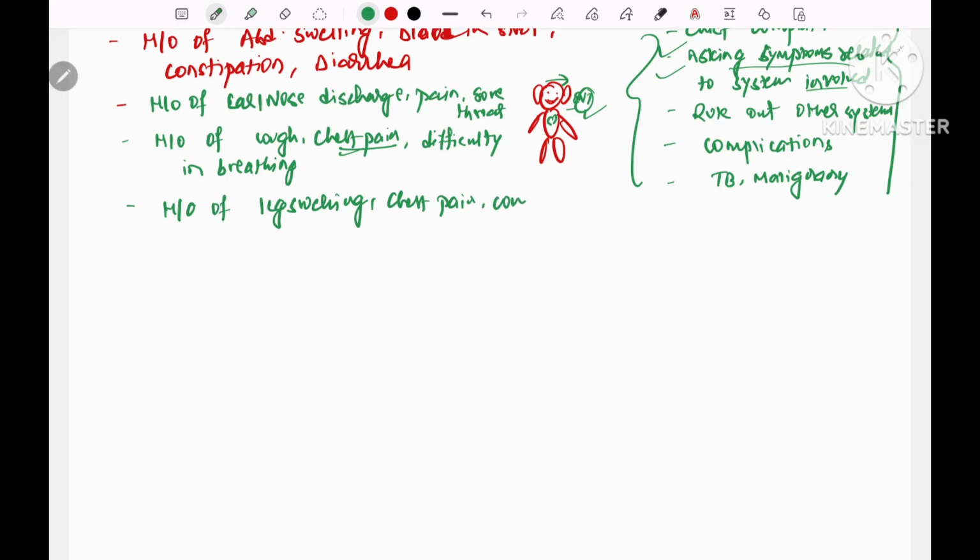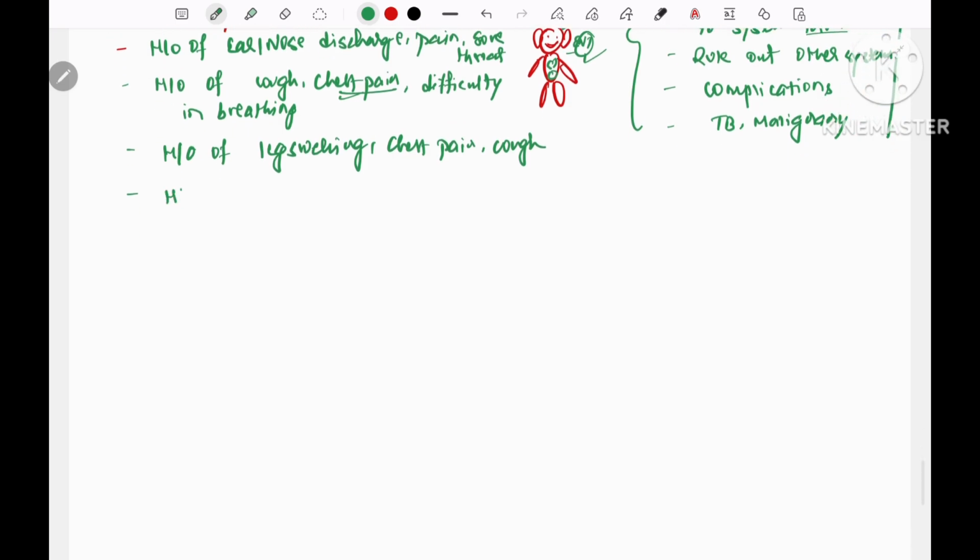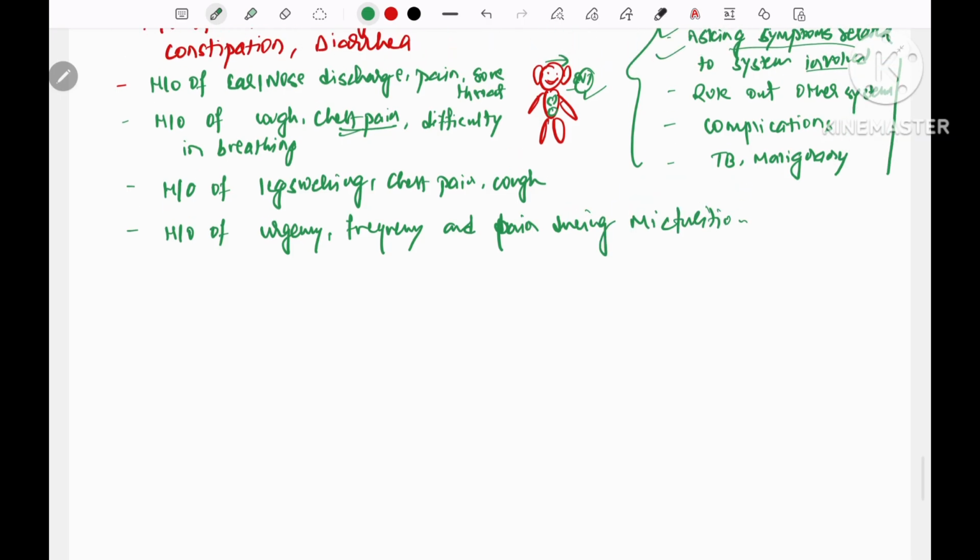There is also history of cough in the cardiac cause. So if it is asked, we do not mention it. Okay. Now, what is also ruled out? Now, urinary bladder. For urinary bladder, we have to ask like history of urgency, frequency, and pain during menstruation. So I have to ask the history of this urgency, frequency and any pain during menstruation.